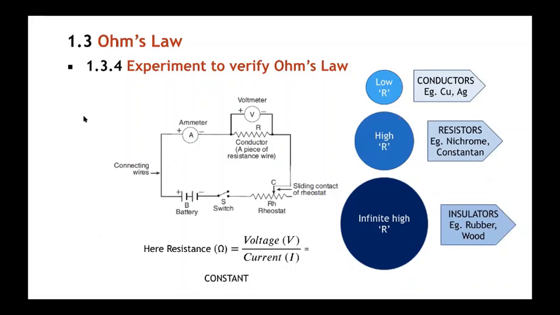In Ohm's law, what we are saying is if we have a conductor, and I apply some potential difference and measure the current, then if I increase the potential difference, the current will also increase. That means a linear relationship. So V by I is your constant.